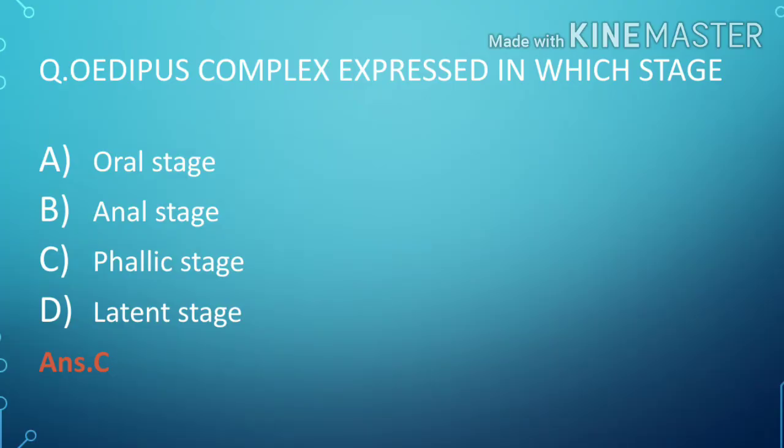Oedipus complex is expressed in which stage? Options are oral stage, anal stage, phallic stage, and latent stage. Here the answer is option C, phallic stage. Before going through the explanation of these four options, we should understand what Oedipus complex is. So we should first study what psychosexual development is.